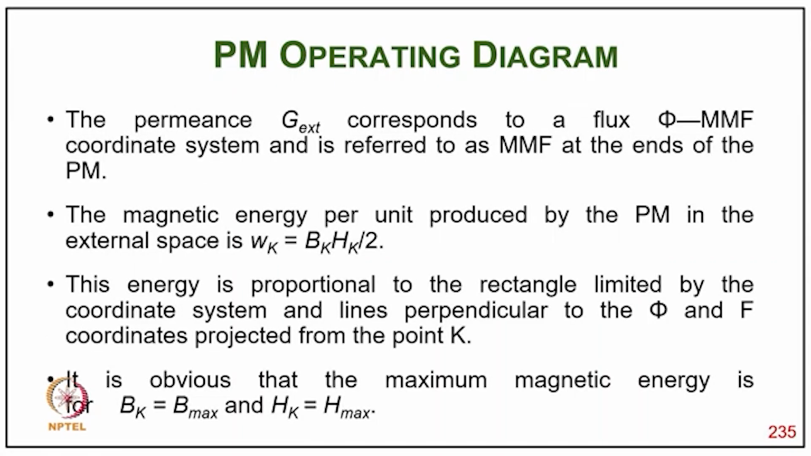So, the permeance Gk corresponds to the flux phi, MF corresponds to the coordinate system and is referred to as MF at the end of the permanent magnets, and the magnetic energy per unit volume produced by the permanent magnet in the external space is Wk = Bk Hk / 2, and this energy is proportional to the rectangle limited by the coordinate system and lines perpendicular to the phi and F coordinates projected from the point K, and it is obvious that the magnetic energy is maximum when Bk equals Bm and Hk equals H max.